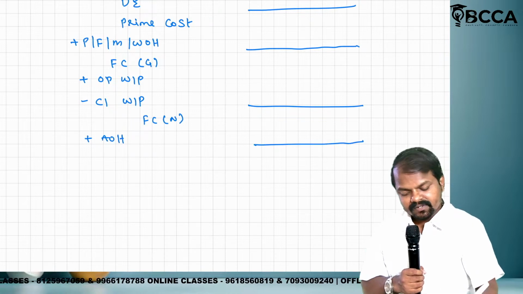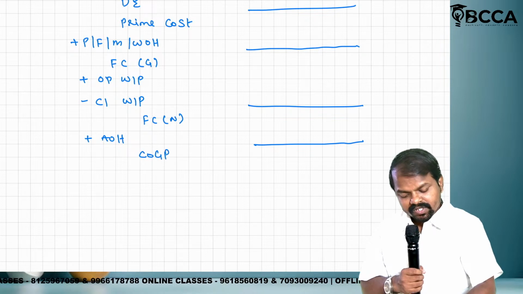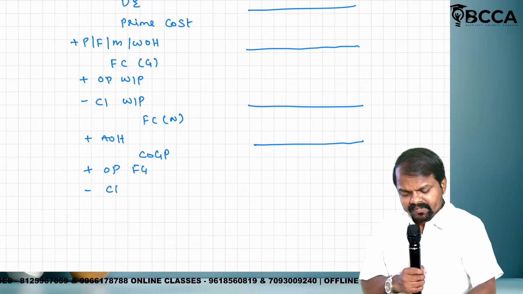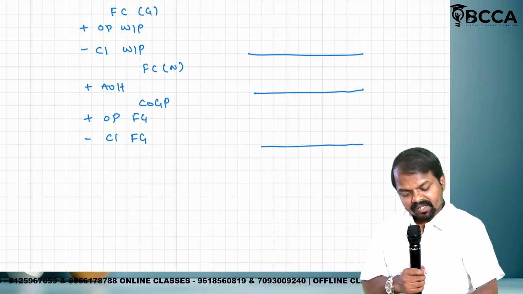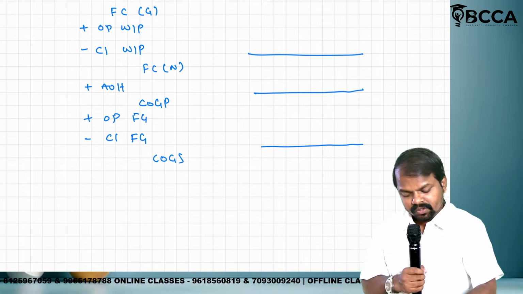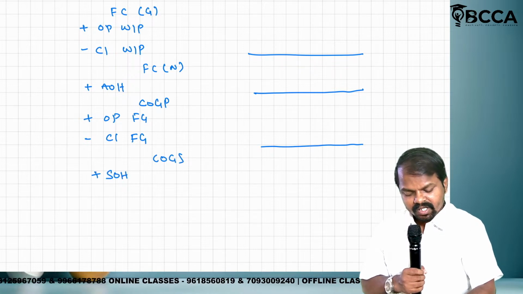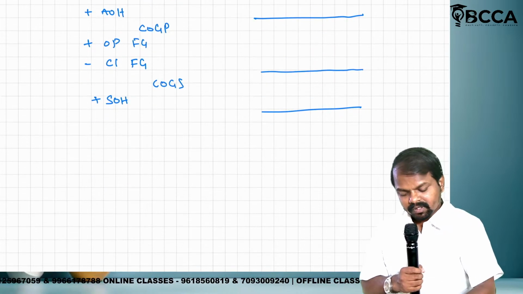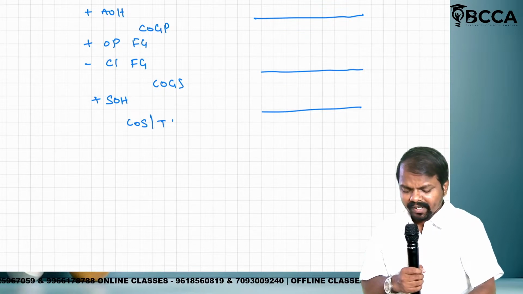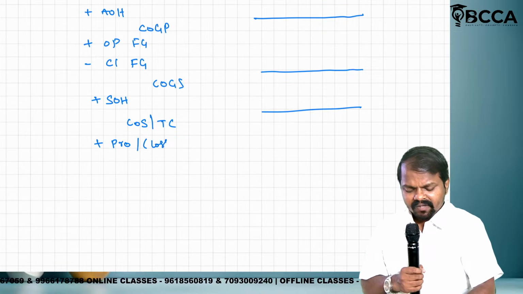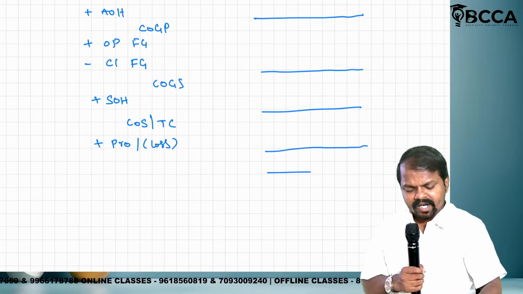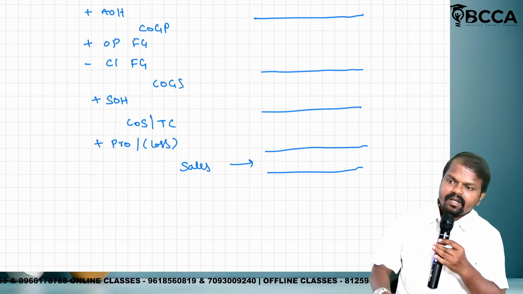Result shall be referred to as COGP, plus opening stock of finished goods, minus closing stock of finished goods. Result shall be referred to as cost of goods sold, plus SOH. Result shall be referred to as cost of sales. We can say it is total cost plus profit. If I got a loss, I will subtract. Okay. The resulting value will be referred to as sales. Is it clear, my dear?